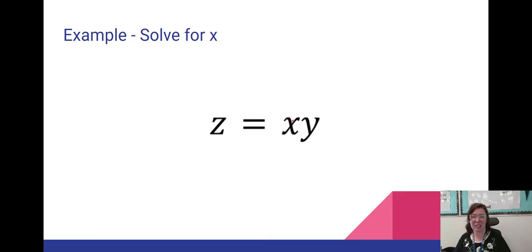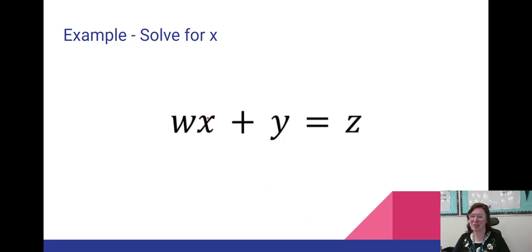Solve for x. Our goal is to get x by itself. We have this invisible multiplication sign. The opposite of multiplying is dividing, so we have to divide by y on both sides of the equal sign. Y divided by y is 1. 1 times x is x. Z divided by y, they're not like terms. We can't do anything with that, so we literally have x equals z divided by y.